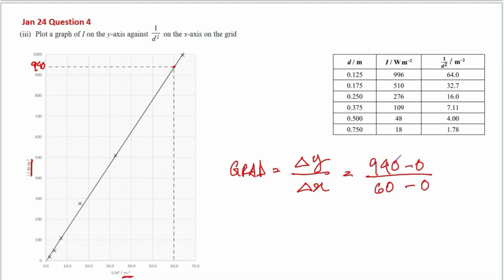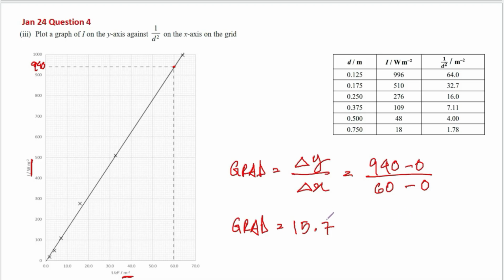So you only need to deal with one plotting point if your graph starts from the origin, and the value that you get for the gradient is 940 by 60, which is 15.7, which perfectly matches with the mark scheme.